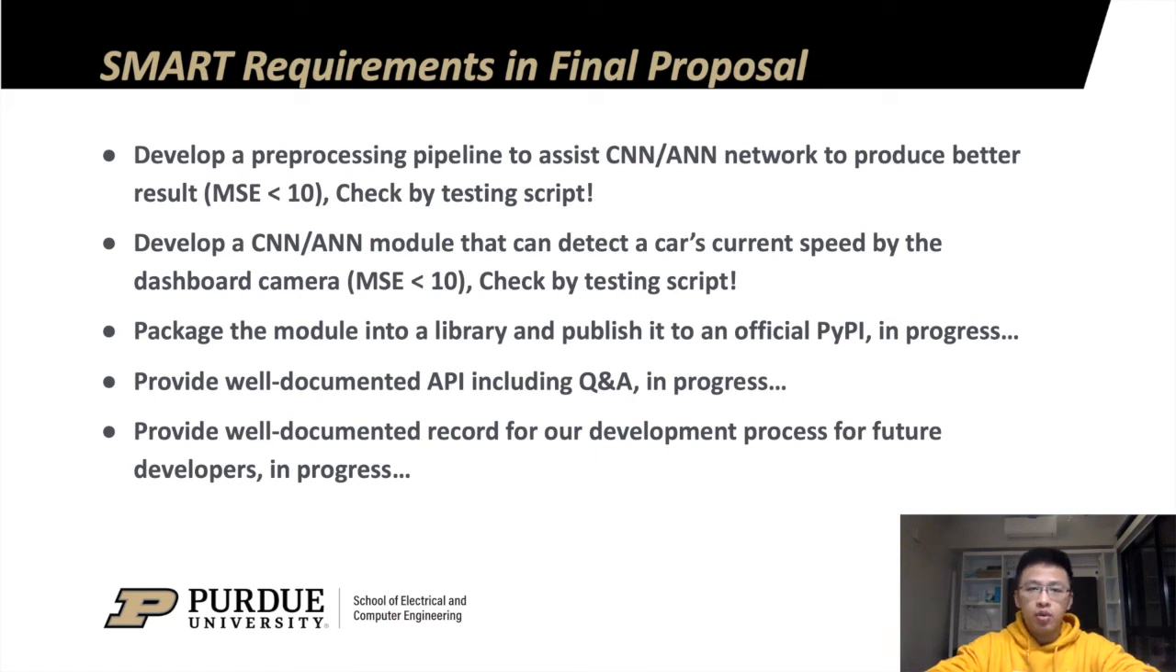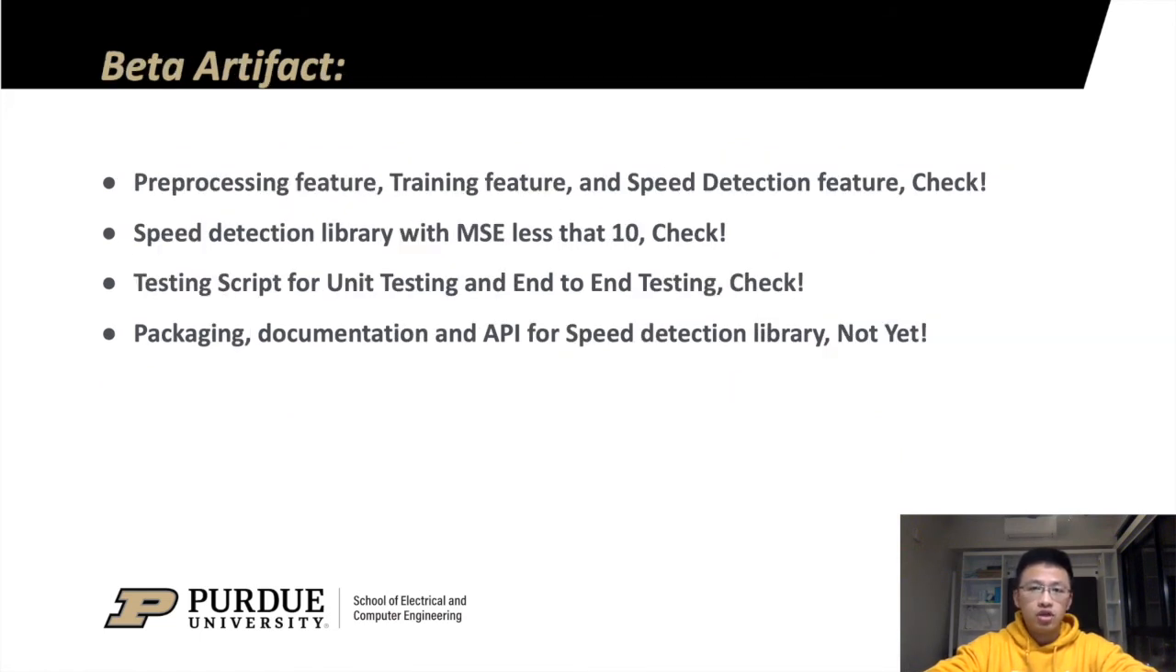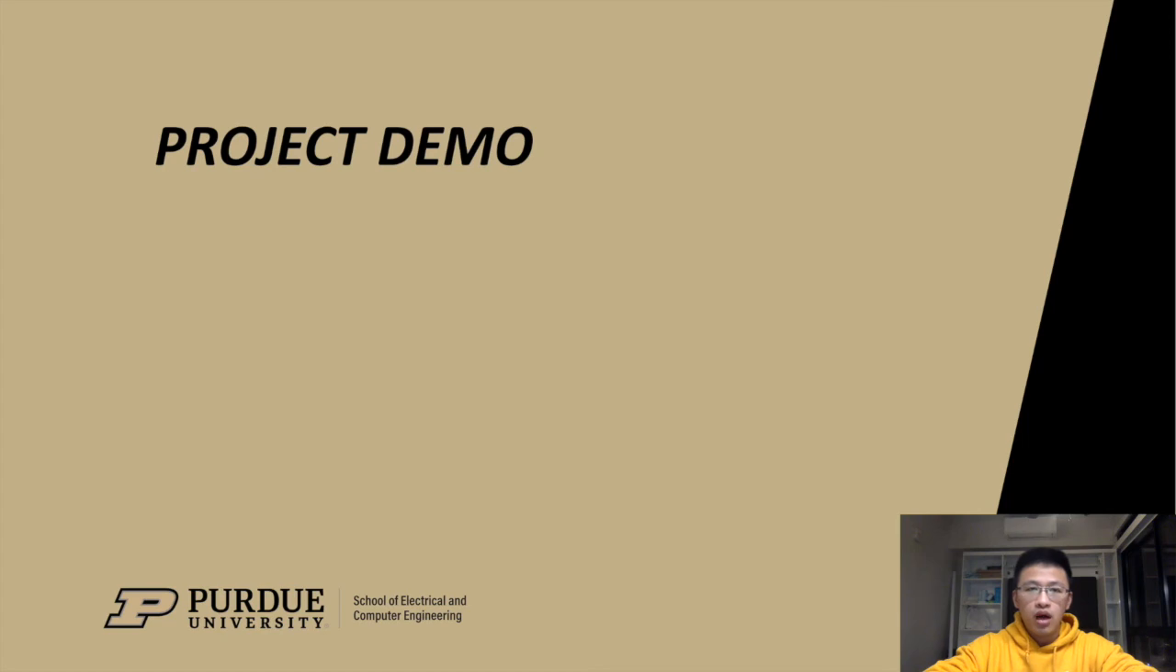We have finished the preprocessing feature, training feature, and speed detection feature. The ANN module trained with our library has mean square error less than 10. Our library has passed all unit testing and end-to-end testing and is ready for a beta release. Before the beta release, we still need to package our library and document our API for the speed detection library, which should take less than 5 weeks. Now I'm going to demo our project.